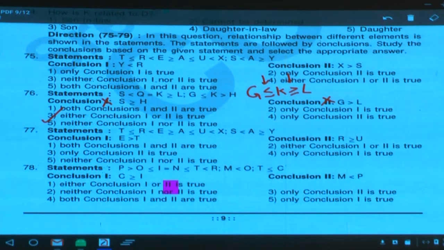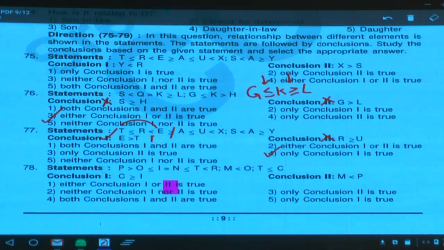Then coming to question number 77. Now the relation between T and E: lesser than or equals to, lesser than, means T lesser than E. E greater than T, definitely true. Then coming to the second one, R and U. Between R and U, there is one lesser than and one greater than, two opposite symbols, and so this also does not follow. Now the second one does not follow, hence only conclusion 1 is true, that is choice 4. Question number 77, it is choice 4.